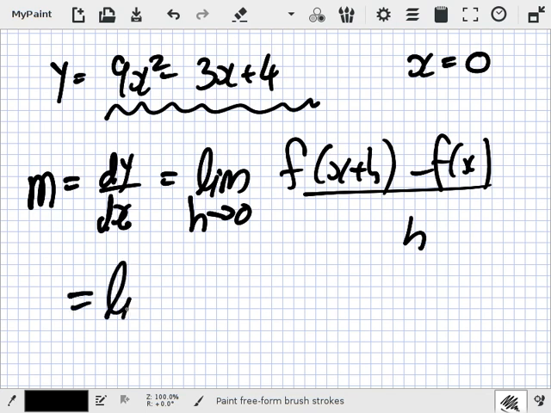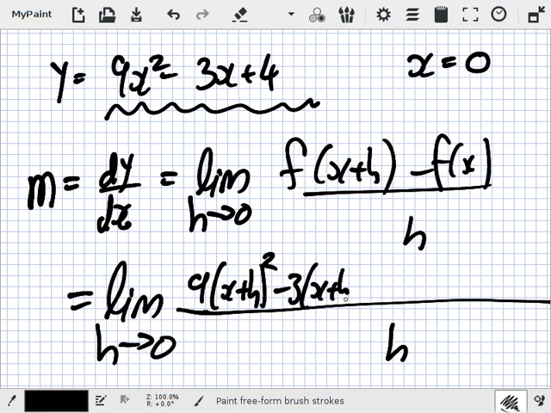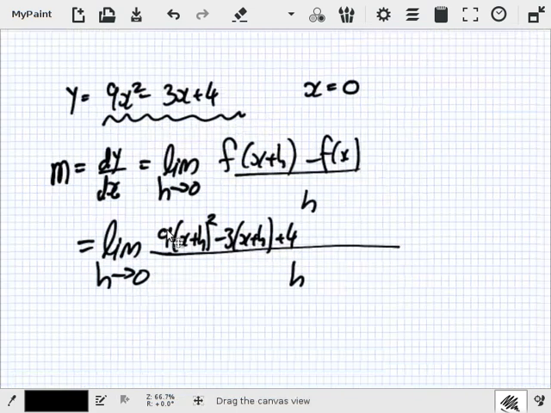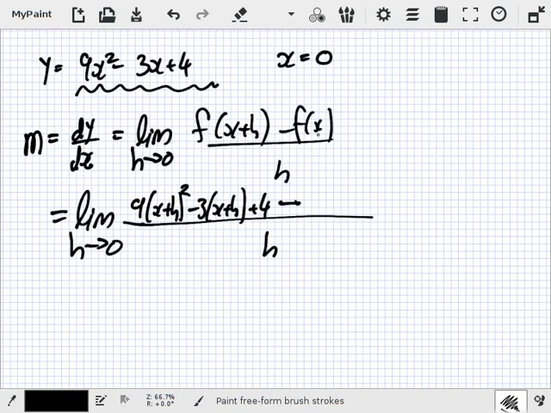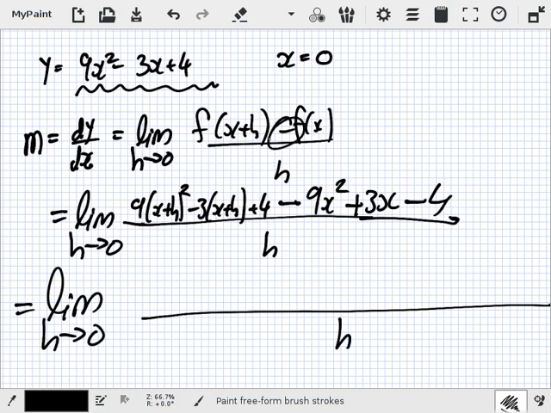Equals the limit as h goes to 0, all over h. Just be careful, x plus h: it's 9(x plus h) squared minus 3(x plus h) plus 4. That's the value at x plus h. Now we have to do minus f(x), so that's minus (9x squared minus 3x plus 4). The minus applies to everything. Right, let's expand, because it's a minus in the formula.